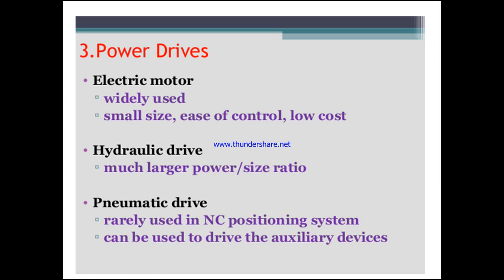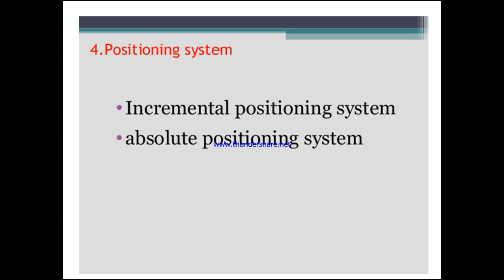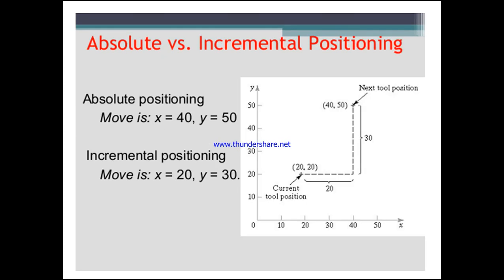Pneumatic drives, which are rarely used in NC positioning systems, can be used to drive the auxiliary devices. Positioning is done by an incremental positioning system as well as an absolute positioning system. You can see this example. When we talk about absolute versus incremental, the current position of the tool is 20 and 20. When it moves along the x-axis it is 20, and along the y-axis it is 30. So 20 plus 30, which makes it 50.